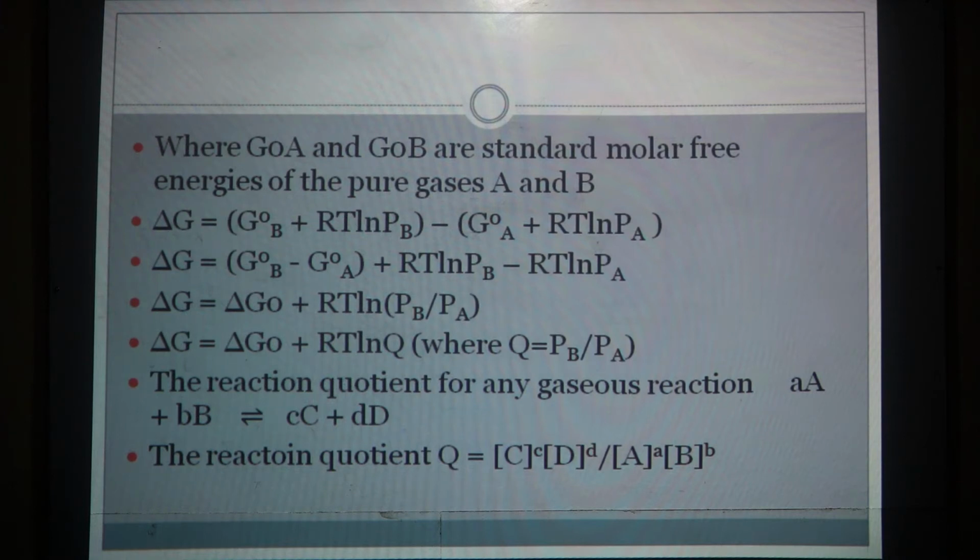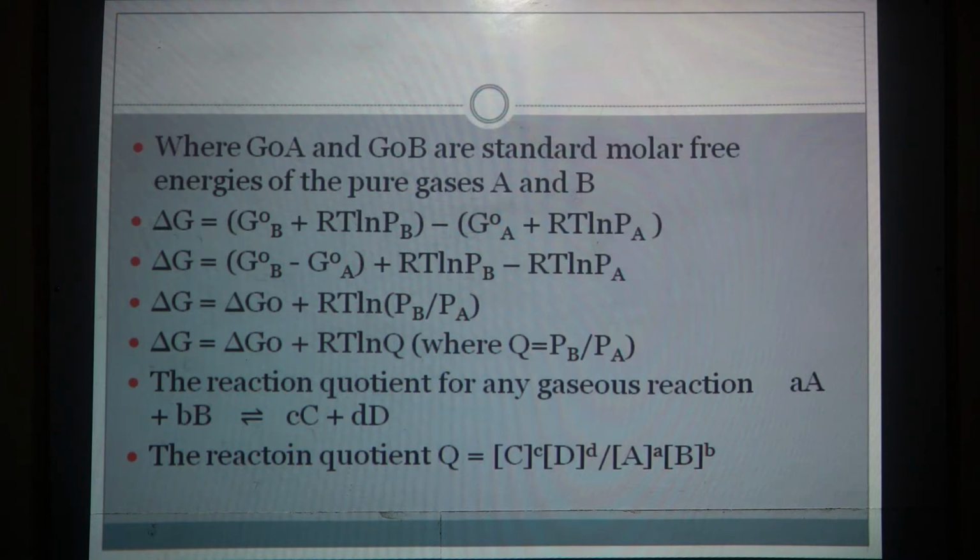Delta G is equal to (G0B plus RT ln Pb) minus (G0A plus RT ln Pa). Therefore, it can be further simplified. Delta G is equal to (G0B minus G0A) plus RT ln Pb minus RT ln Pa.